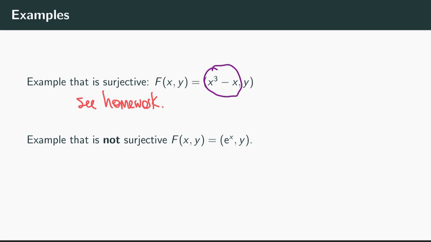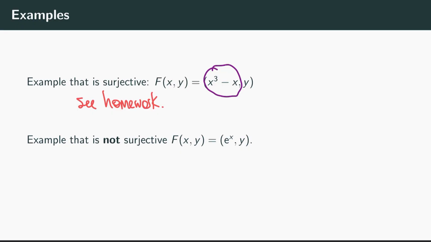Now, a different example that is not surjective is this function f of (x, y) given in coordinates by (e to the x, y). So here, why is that not surjective? Let me give you a brief moment to think about it. The reason is e to the x can never hit a negative value, right? So for every x, e to the x is a positive number, whatever x is.